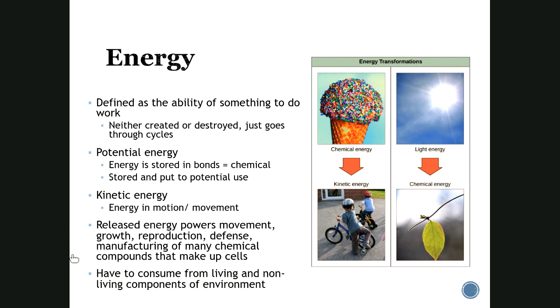We have to use energy to power pretty much everything. It's like the currency of the cells. You need to power your cells, and that's going to be done via ATP. Now, we have to consume living and non-living components of the environment to get energy, and we'll talk about how the consumption of these products drives the production of ATP in the next lecture.